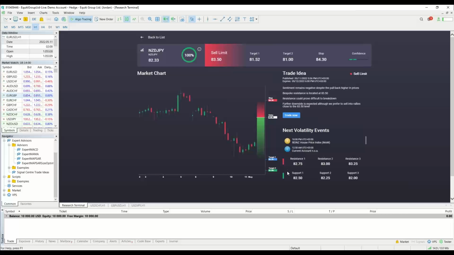Next up, we have resistance and support levels, fairly self-explanatory for those that have been around markets for a long period of time. For those that are beginners, support and resistance levels are deemed to be areas where we believe market prices can either stop and reverse in either direction. So a resistance level is above market price, a support level is below market price.